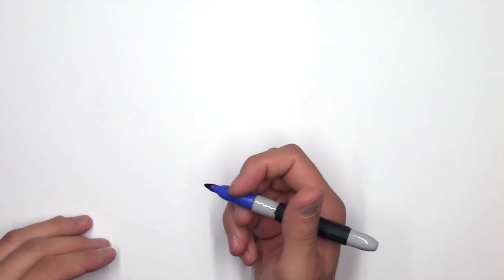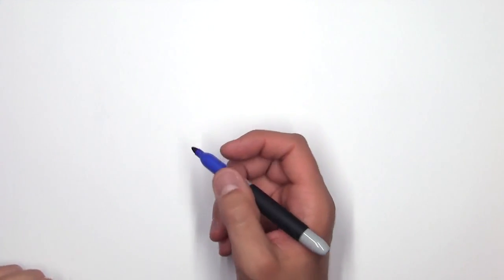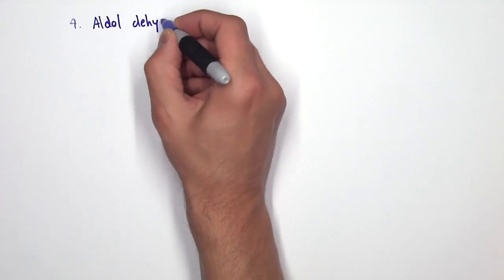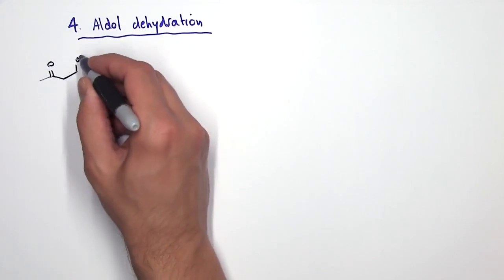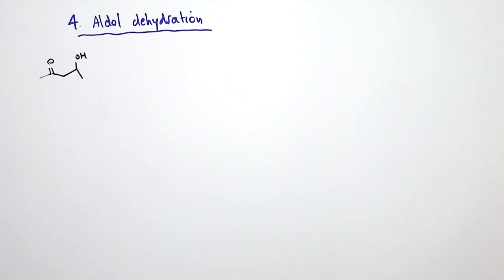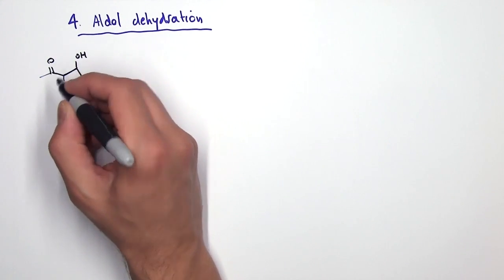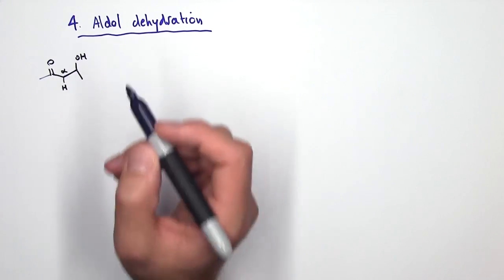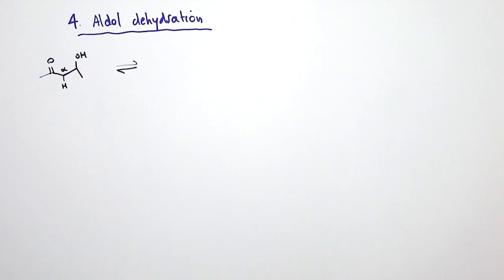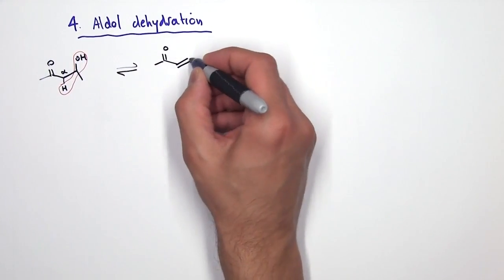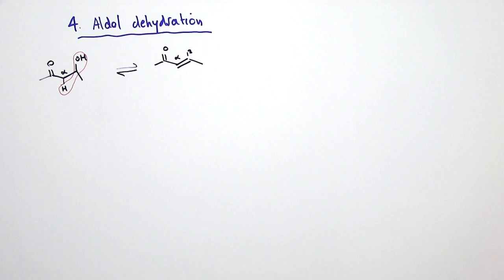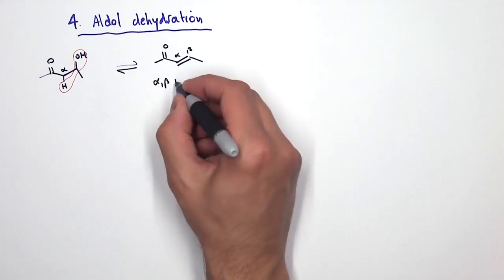One other reaction involving aldols is aldol dehydration. Here is an aldol, a beta-hydroxycarbonyl. Now, if an aldol has an additional alpha hydrogen, it can lose a water molecule to form an alpha-beta unsaturated carbonyl.